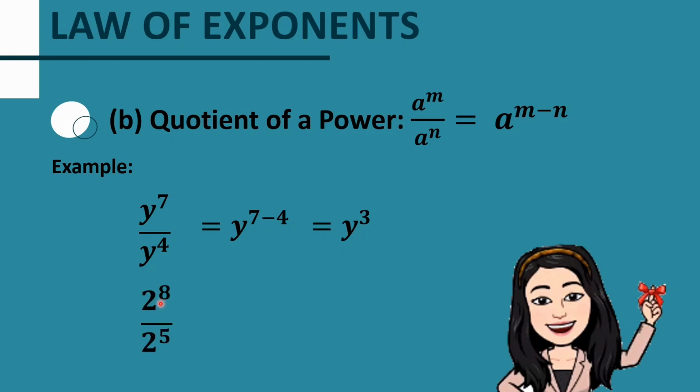Next, if the given is 2 raised to the 8th power divided by 2 raised to the 5th power, it is equal to 2 raised to the 8 minus 5 power. Or, kinopya natin yung same base and then subtract their exponents. 8 minus 5 is equal to 3. So, therefore, it is equal to 2 cubed. And 2 cubed ay pwede pa nating i-simplify into 2 times 2 times 2, which is equal to 8. Okay?